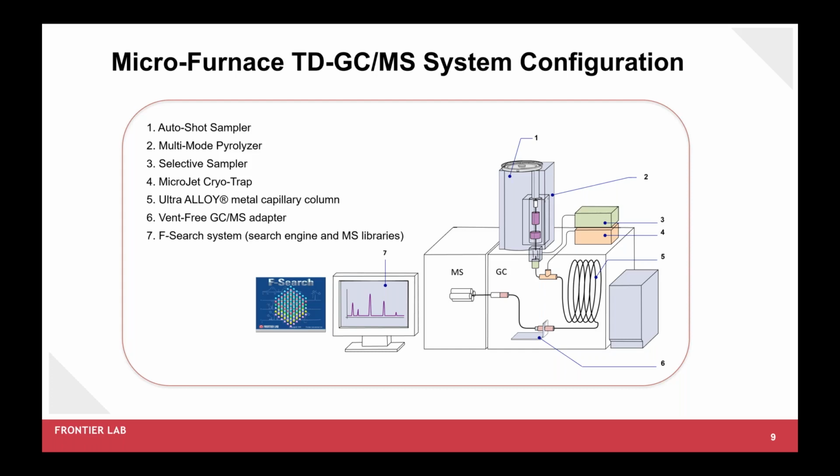You can also see some of the other accessories in this figure. For example, the microjet cryo trap that uses liquid nitrogen to trap and focus lights and volatiles at the head of the GC column for you. The selective sampler that is used for the hard cutting mode of operation. The AutoShot sampler for automating the analysis of up to 48 samples. The vent-free GCMS adapter that allows switching the columns without venting the MS, and the F-Search interpretation libraries to identify polymers and additives.